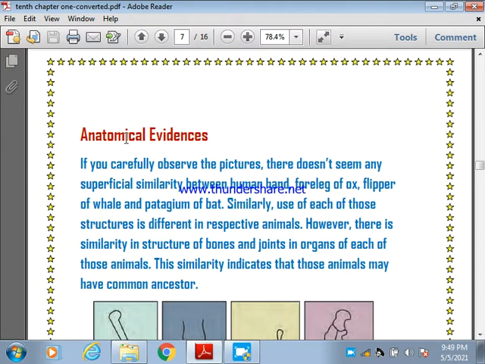Next point, anatomical evidence. If you carefully observe the pictures, there does not seem any superficial similarity between human hands, forelegs of ox, flipper of whale, and patagium of bats. The use of each of those structures is different in respective animals. However, there is similarity in structure of bones and joints in organ of each of those animals. This similarity indicates that those animals may have common ancestor.